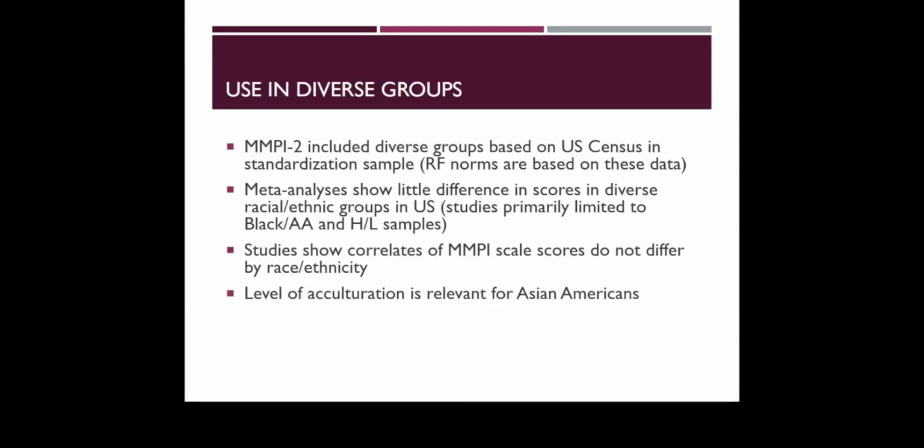One thing that was apparent in a couple of studies is that specifically for Asian Americans who immigrated here, level of acculturation was relevant, often as assessed by years of living in the US, sometimes by actual acculturation measures, and some of the empirical correlates did differ for that group. And there weren't a lot of studies in the LGBTQ plus community. There just was not a lot of peer-reviewed data on the 2, and then the RF, there were a couple of papers. That is something that the 3 has as a focus, looking at diversity right up front and in various diverse groups.